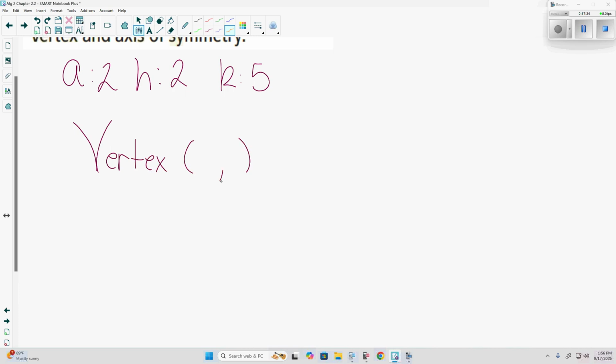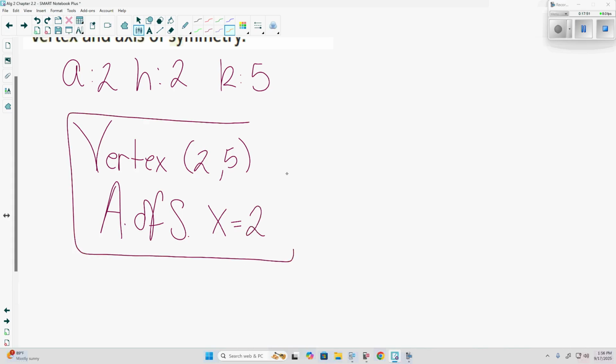Now the vertex is the point (h, k). So for us here, it would be the point (2, 5). Axis of symmetry: x is equal to h, so for this here, x is equal to 2. And that's it. Questions on this here? All right.